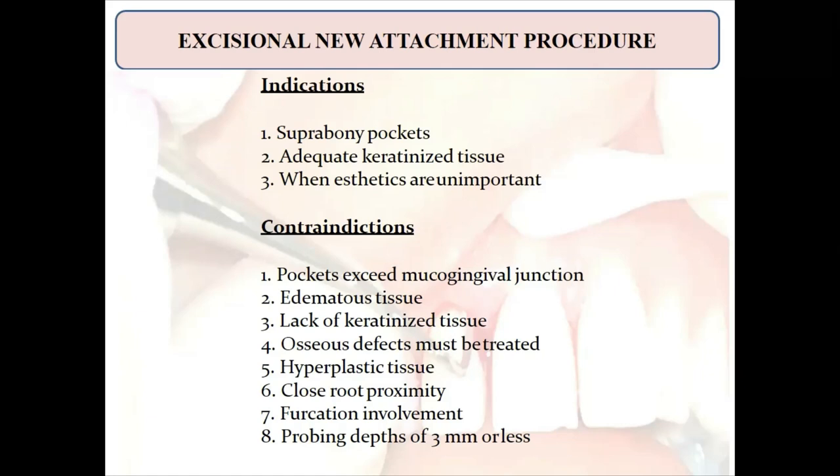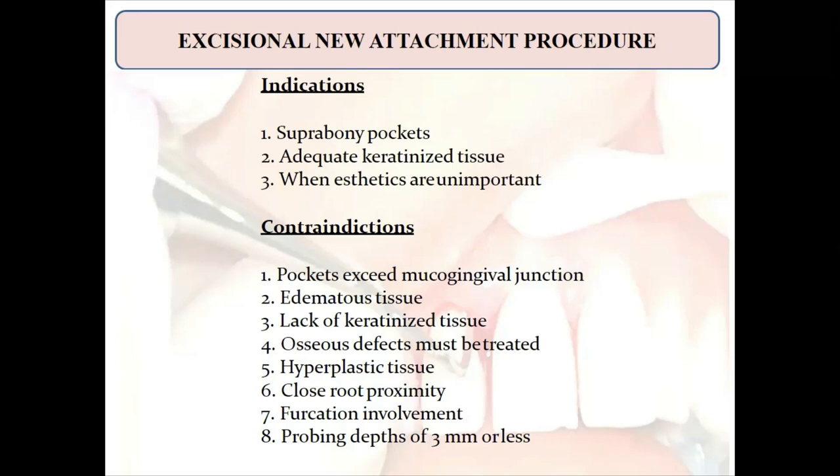When we talk about the indications of the excisional new attachment procedure, it is done in the case of supra bony pockets, just like subgingival curettage. You have to ensure that there is adequate keratinized tissue. Since we are excising the tissue, it should be done in those areas where aesthetics is not that important.